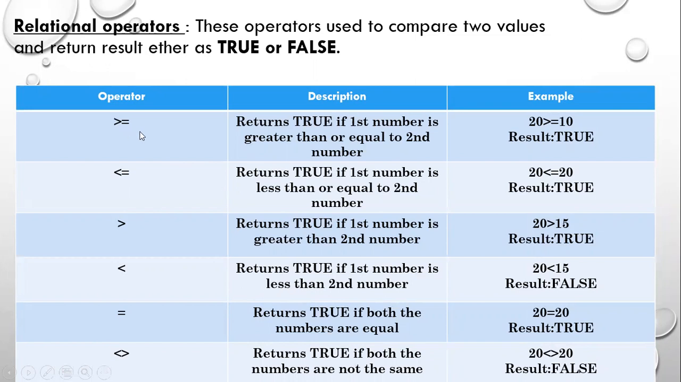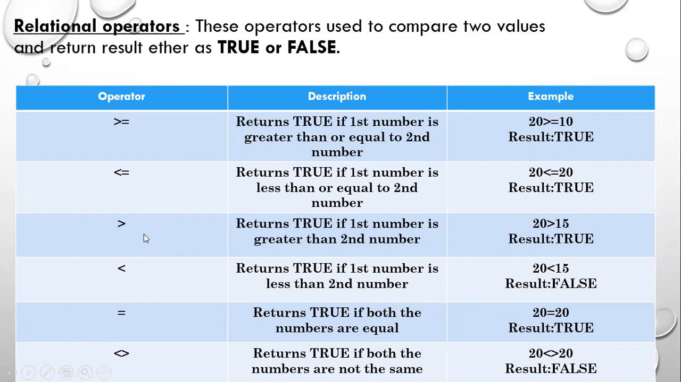greater than or equal to. It returns true if your first number is greater than or equal to the second number. So my first number is 20. If it's greater than or equal to 10, my result will come as true. Opposite to this is less than or equal to. It returns true if my first number is less than or equal to the second number. So is 20 less than or equal to 20? Yes, it is equal to 20. That's why my result is true.